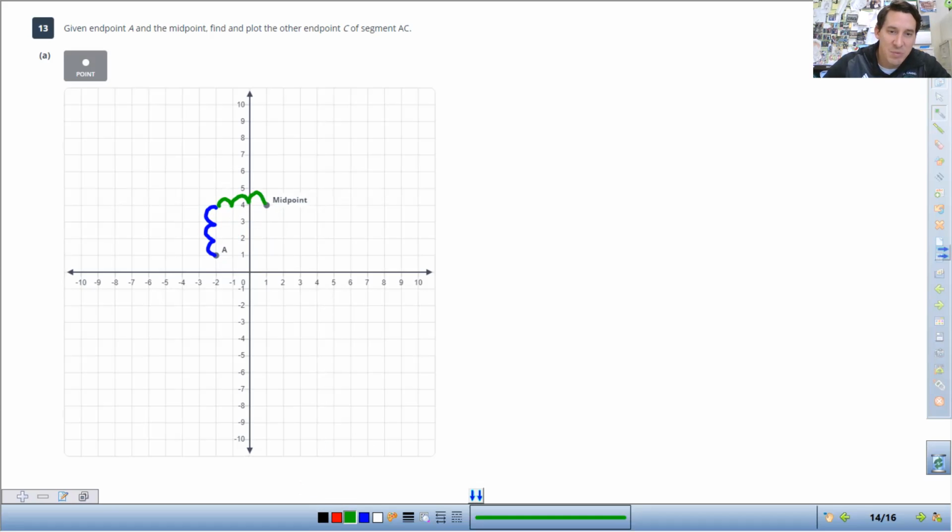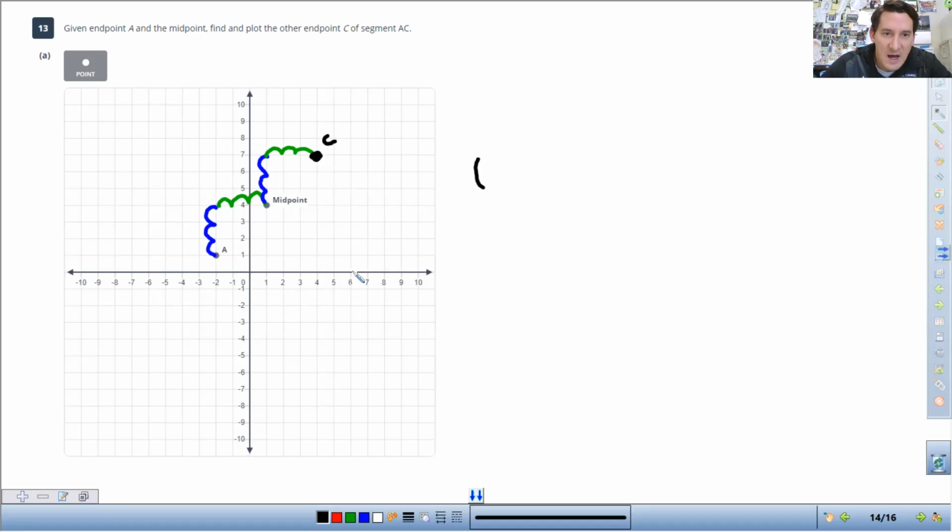So to find and plot point C, I need to do the same thing from the midpoint. I'm going to go up 1, 2, 3, and then to the right, 1, 2, 3. Plot my point C. So now the midpoint is right in between A and C. You do need to list the coordinates. So when you're on Edulastic, don't forget to scroll down to the bottom to put in the coordinates.